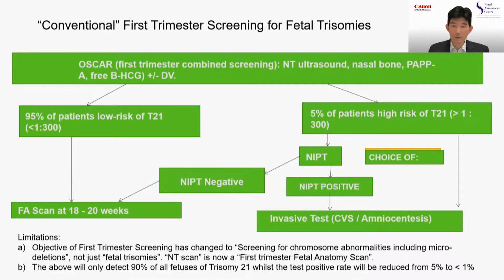Conventional first trimester screening is a no-brainer. This has been offered for the last 20 years, basically. We used to do combined first trimester screening, a combination of age, nuchal ultrasound, nasal bone, plus or minus ductus venosus, plus the 2 biochemical hormones, PAPP-A and free beta. We then use a predetermined cutoff of 1 in 300, and we decide whether they're low risk or high risk. Using this, we would have a 5% test positive rate, and then we offer them a choice of either an invasive test or an NIPT. And if they're screen negative, i.e. they're low risk, then they move on and have an anatomy scan at 20 weeks.